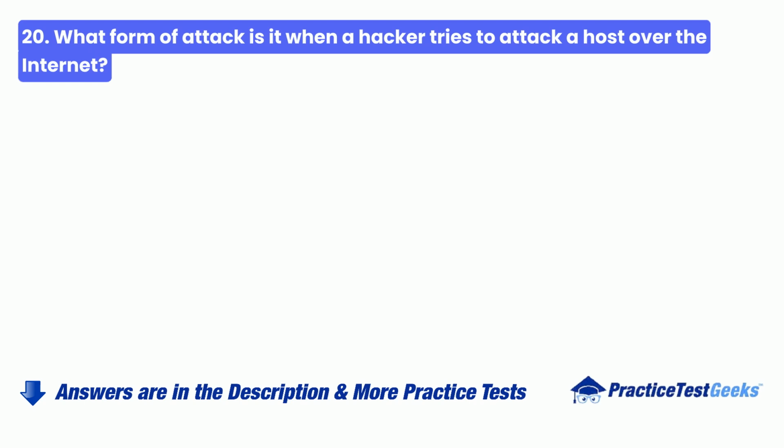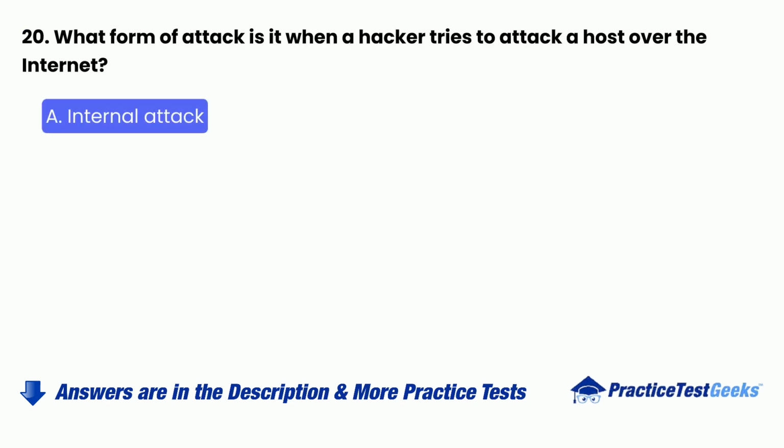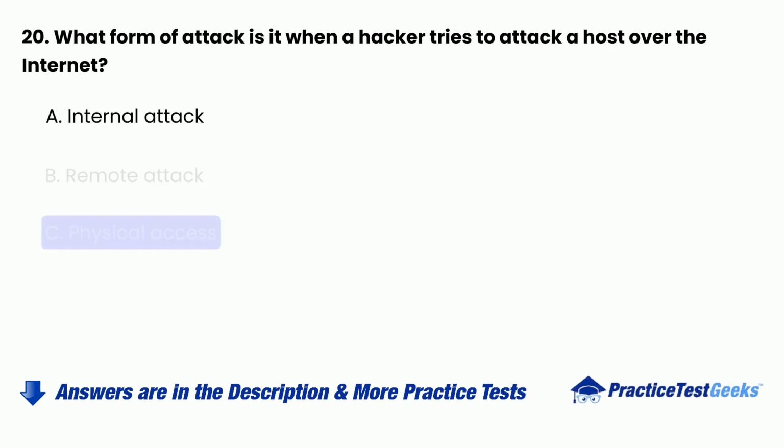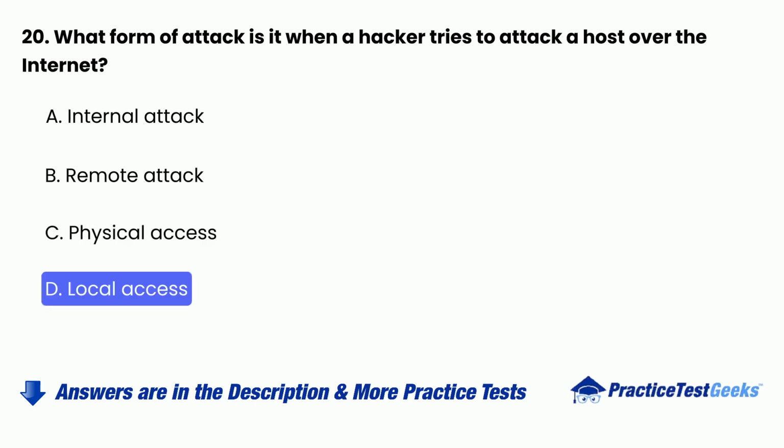20. What form of attack is it when a hacker tries to attack a host over the internet? A. Internal attack. B. Remote attack. C. Physical access. D. Local access.